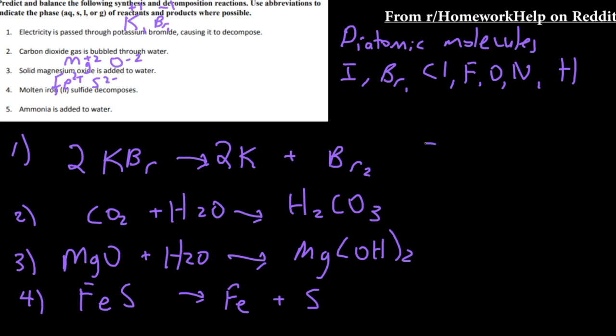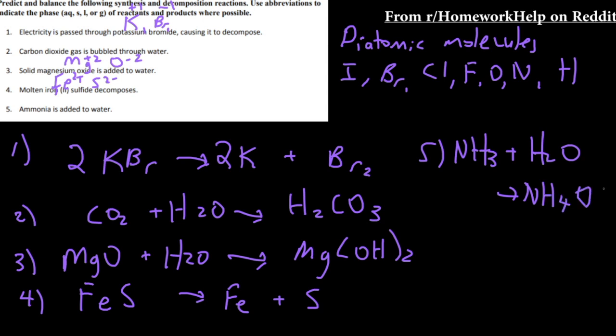And then lastly, for number 5, we have ammonia, which is NH3 plus water, which is H2O. And this will produce NH4 H.